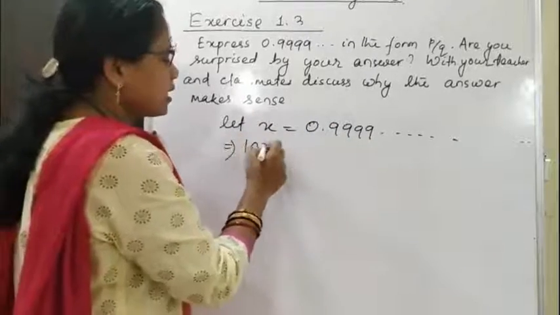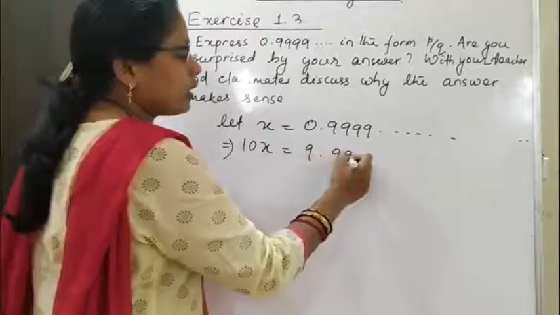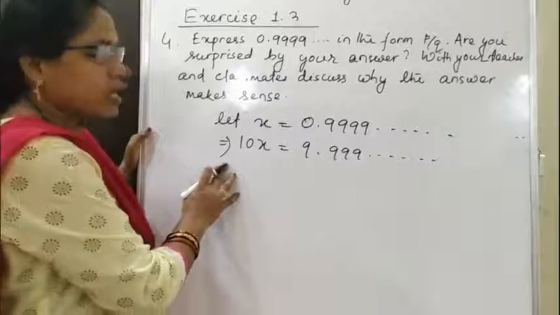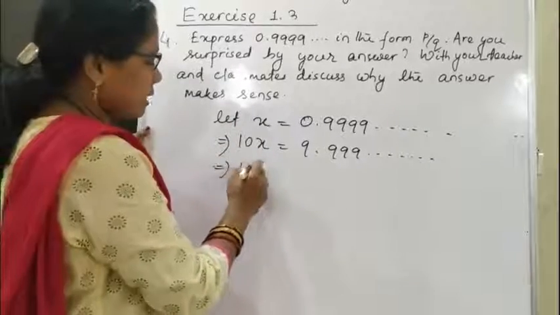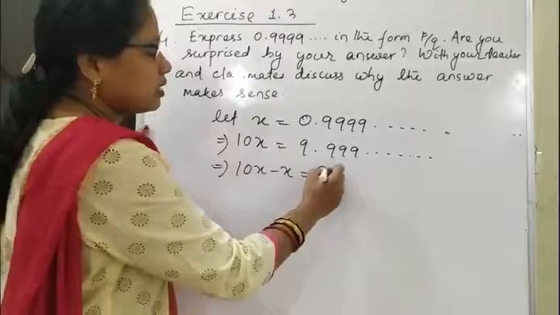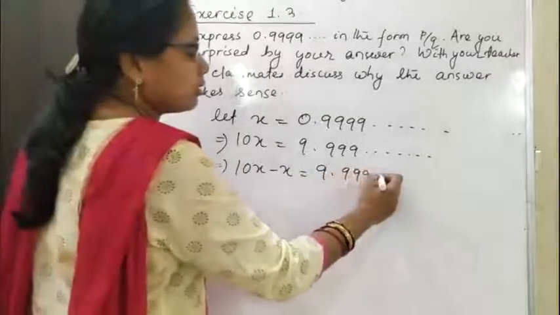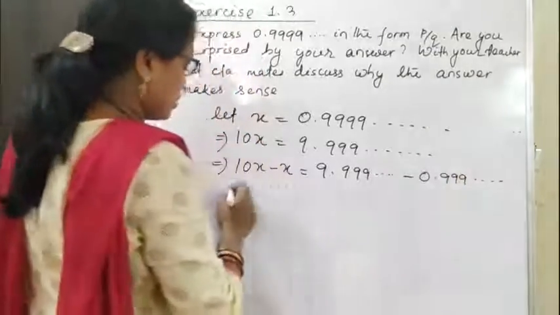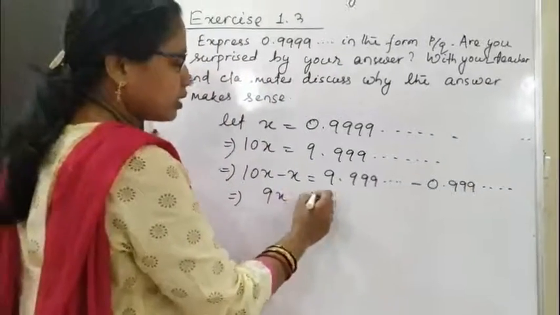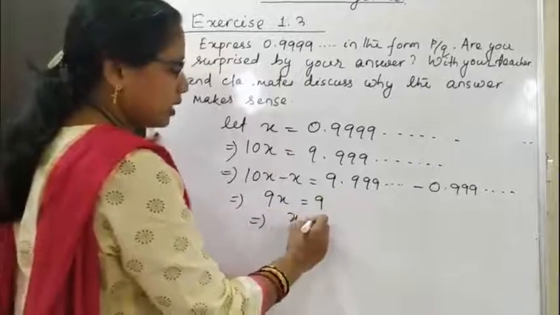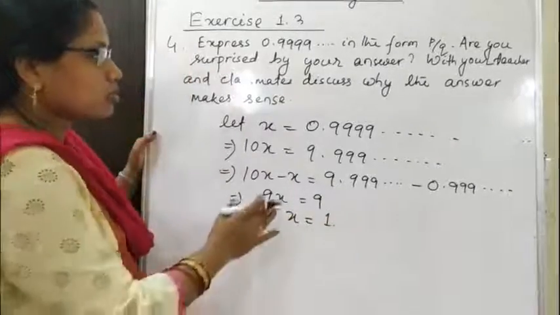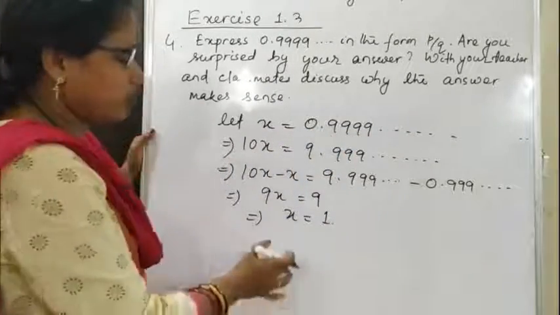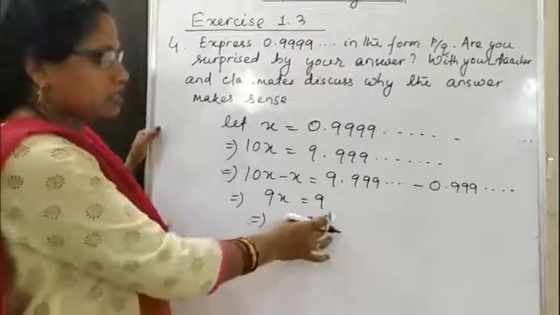So this implies 10x is equal to 9.999 up to infinity. So again we subtract x from 10x. So this implies 10x minus x is equal to 9.99 up to infinity minus 0.99 up to infinity. So this is equal to 9x is equal to 9. So this implies x is equal to 1. So here we have taken x is equal to 0.9999 up to infinity, but here we got x is equal to 1.